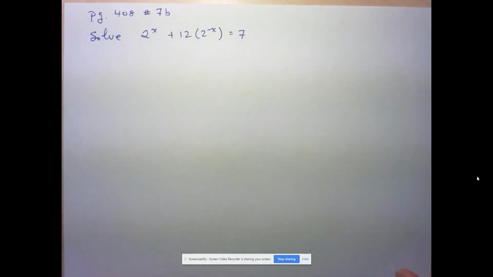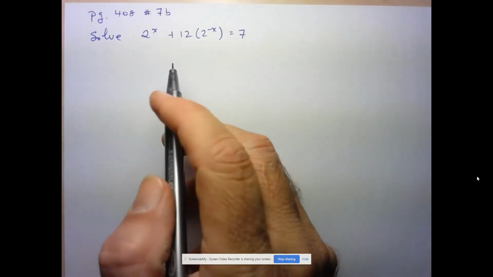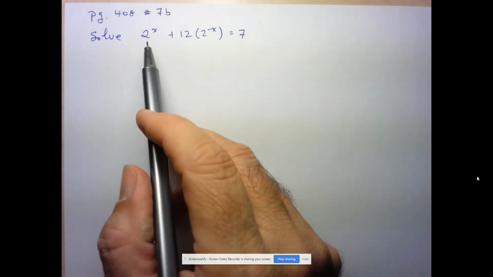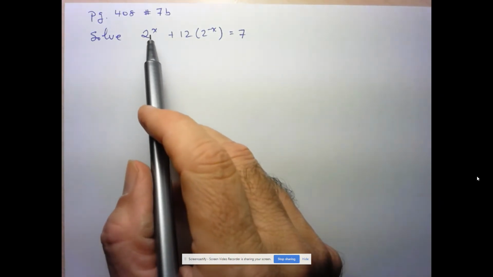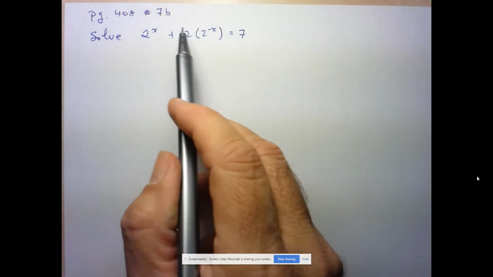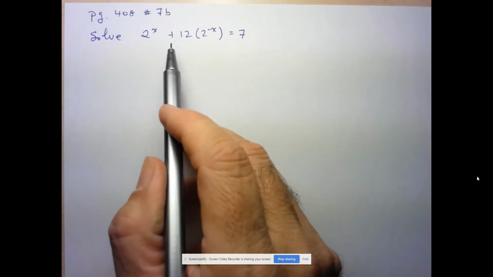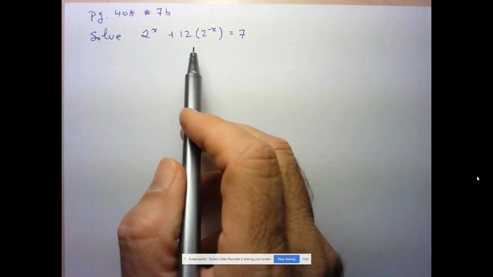Folks, we're going to take a look at page 408, number 7b. So here we're solving an exponential equation. And I notice here that I've got two powers with the same base, but they're not the exact same powers because it's not the same exponent. So the goal often with these equations is to get the exact same power throughout the equation.